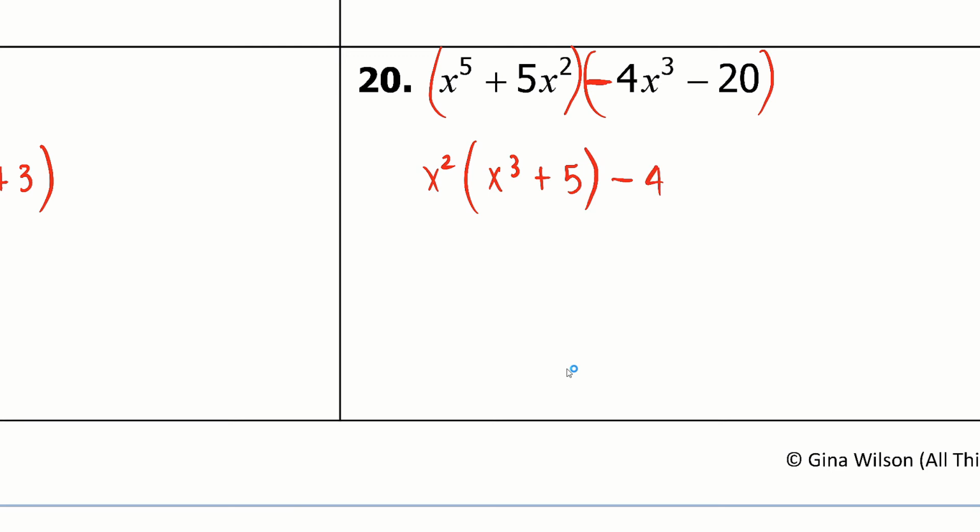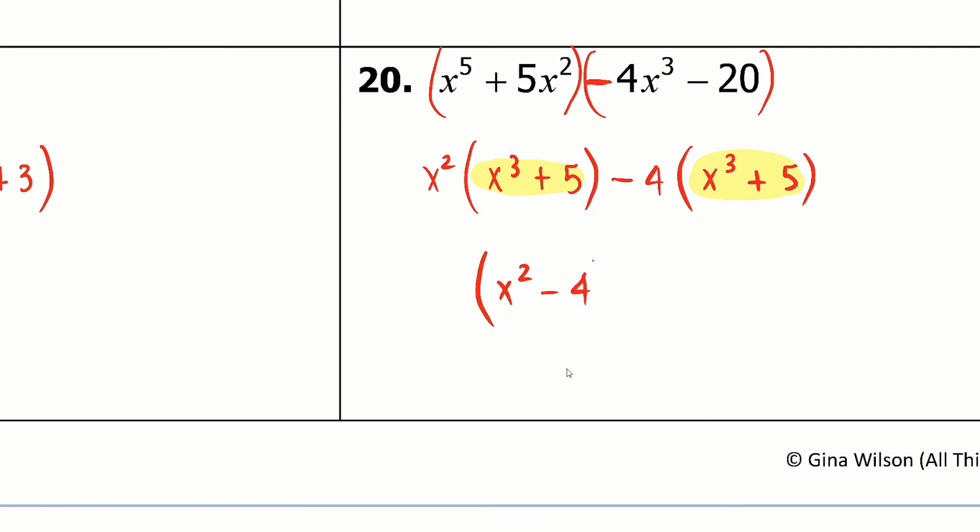4. So we're pulling out a negative 4. Negative 4x cubed divided by negative 4 is x cubed. Negative 20 divided by negative 4, see, listen, is a positive 5. So sure enough, these do match exactly. So my factors are, what did I pull out?